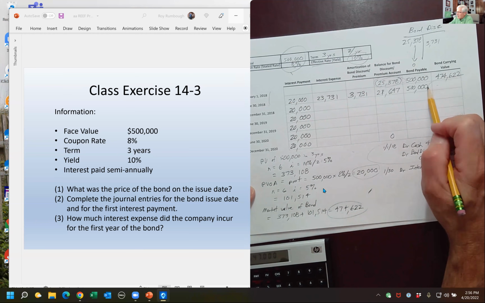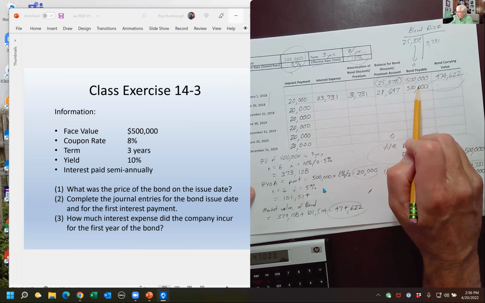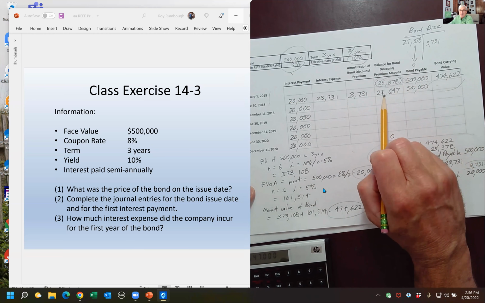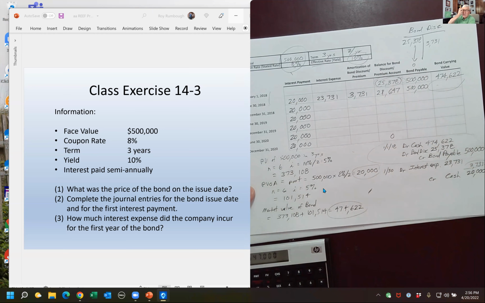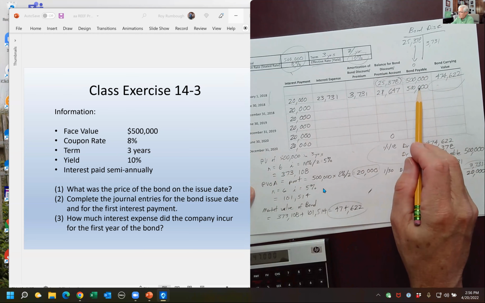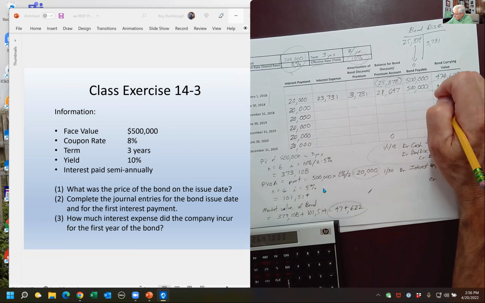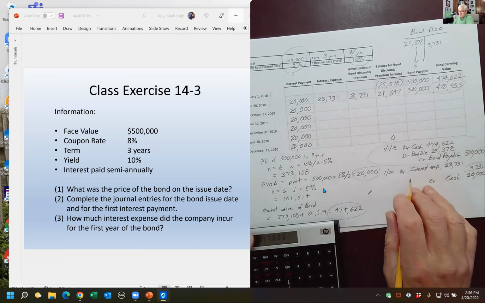So what's the carrying value now? The carrying value is always the bond payable account balance minus the discount, or the bond payable plus the premium, because they're both credits. In this case, we have a credit and a debit. So 500,000 minus 21,647 equals 478,353.